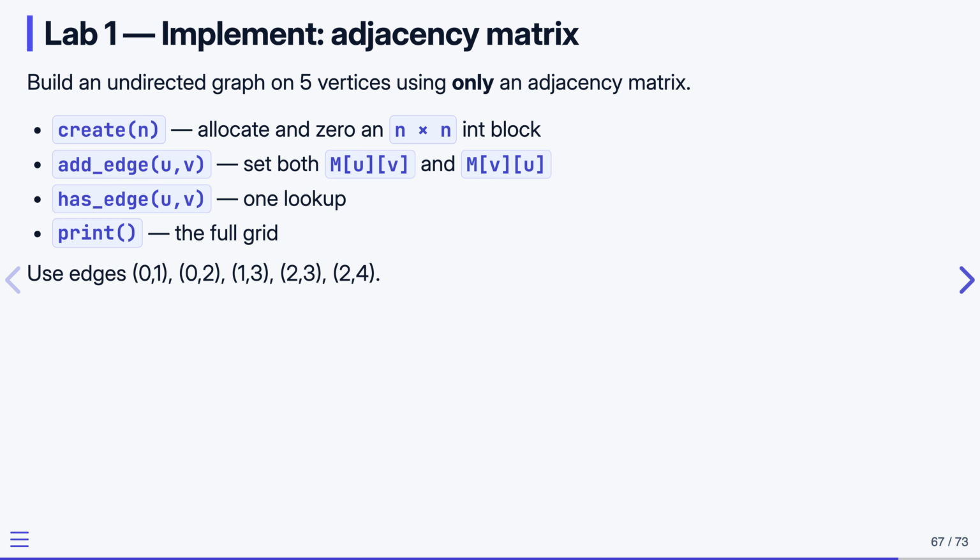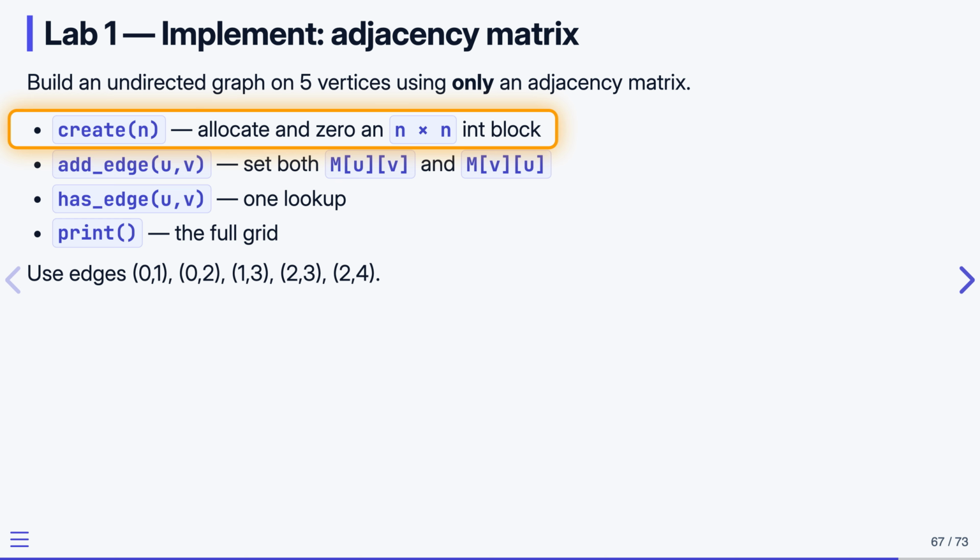Now it is your turn. The next 3 labs let you build both representations yourself, and then measure their memory cost with your own hands. Lab 1. Build an undirected graph on 5 vertices using only an adjacency matrix. Try to write it yourself first, and pause the video whenever you need more time. You will implement 4 functions.